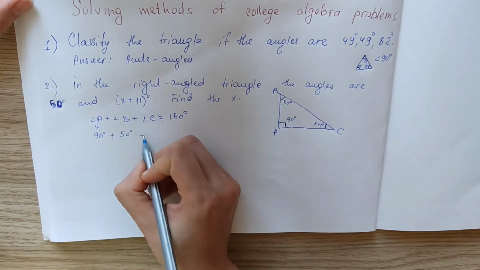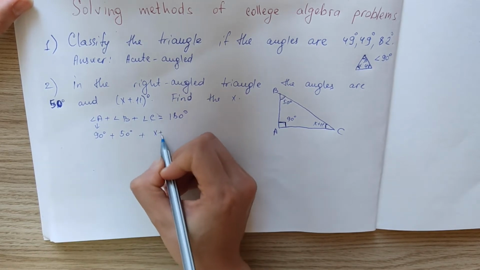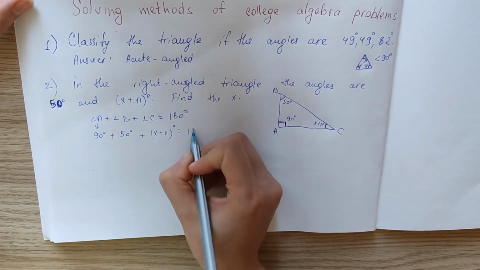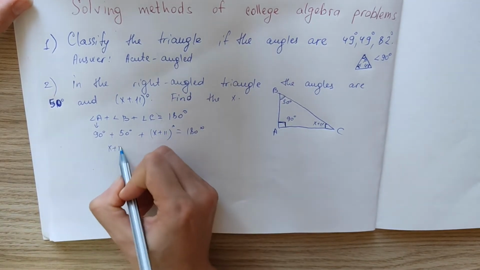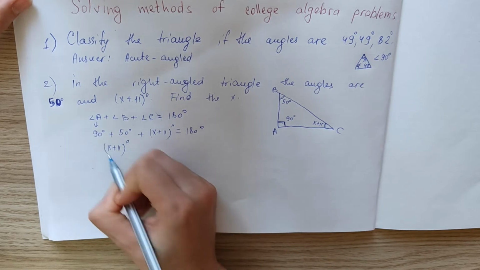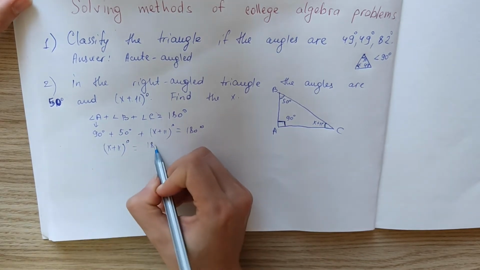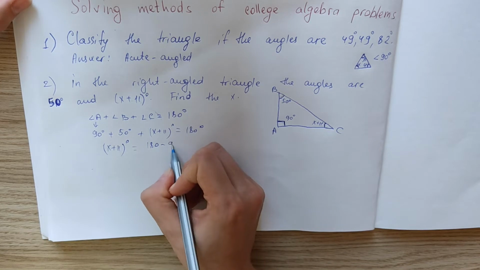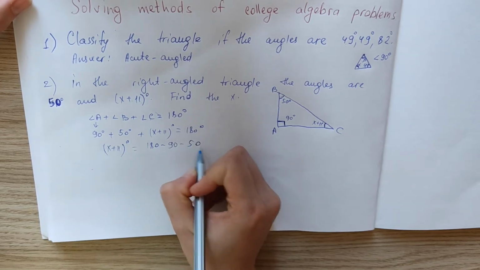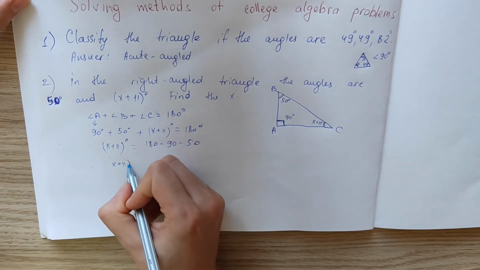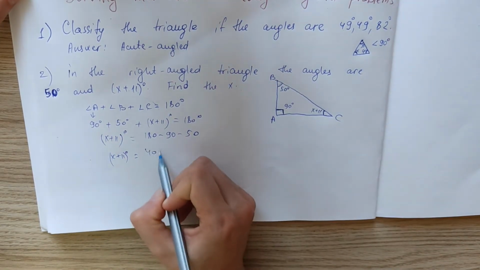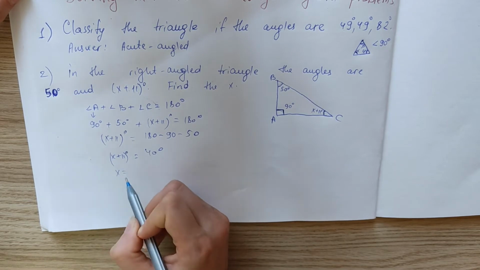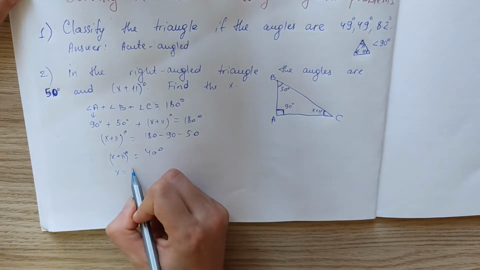50 degrees plus x plus 11 degrees is equal to 180, and x plus 11 degrees is equal to 111 minus 90 and minus 50, and x equal to 40 degrees. So here we got that x is equal to 29 degrees.